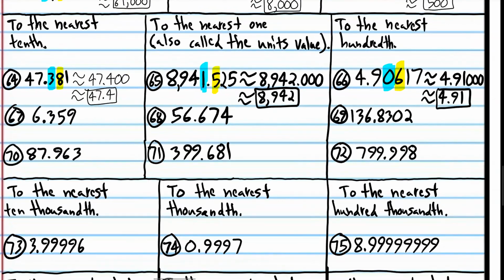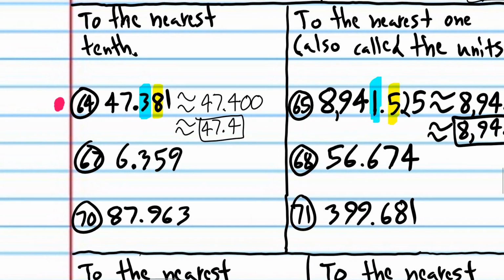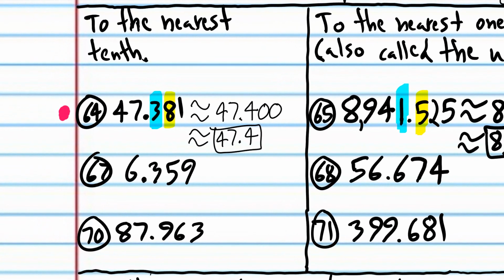All right, so hopefully you've got the idea. Let's do one more together, and you can do some of these on your own. So we're going to round to the nearest tenth. This is the tenth place. The 5 tells us to round up.